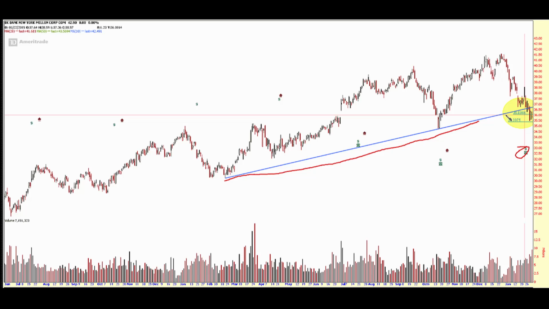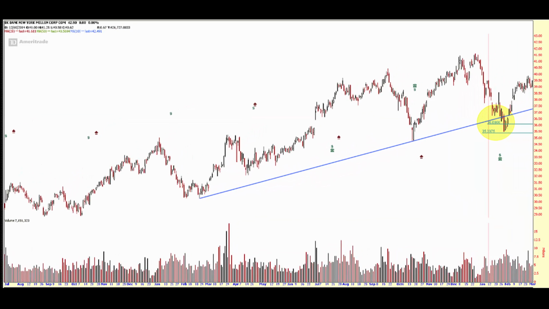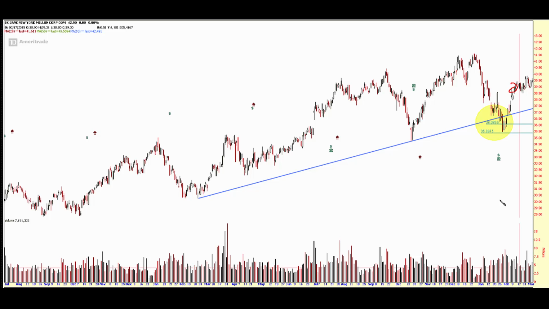So from here, you can see my entry point was here at 36.08556 or 66, with a very small little stop at 35.3975. If you want it to be bigger, you can. I'm not saying that you cannot. So from here, I've traded it up and took some of my profits around here.